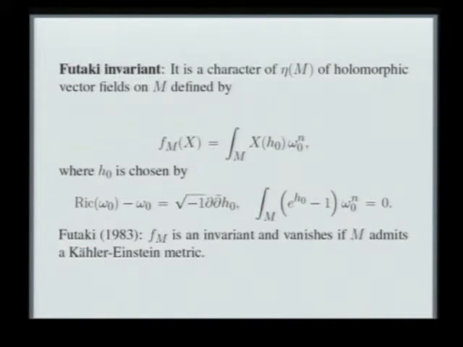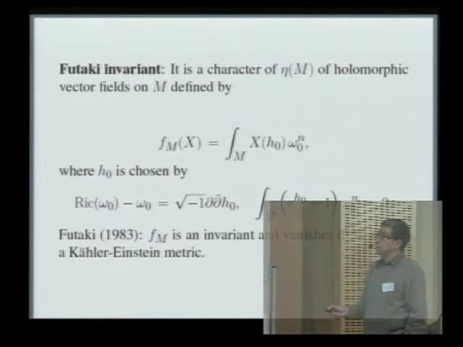Because of this condition, and the Ricci curvature represents the first Chern class, by Hodge theory the difference of these two closed forms is given by d-bar of a function. We call it h0, and you normalize this. Then you define, for X a holomorphic vector field, this integral.